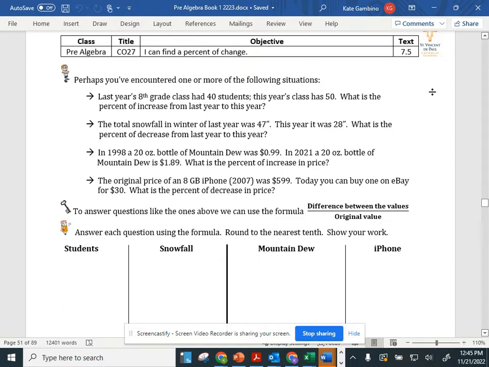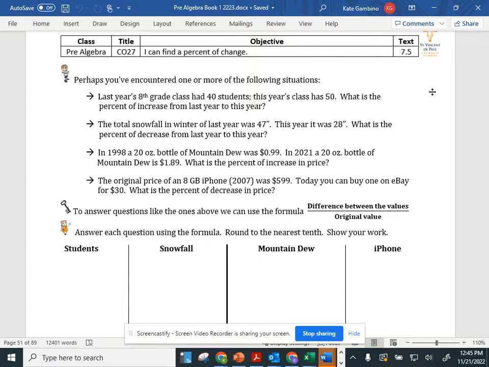CO27. I can find a percent of change. So we're still working with those percentages. Now we're working with the percent of change. So perhaps you've encountered one or more of the following situations.